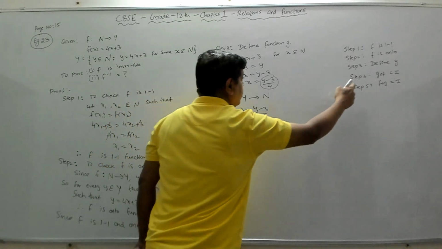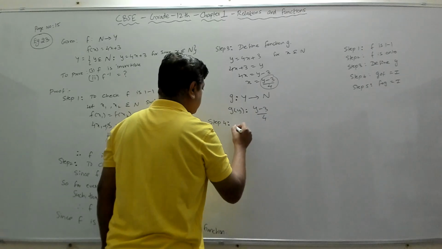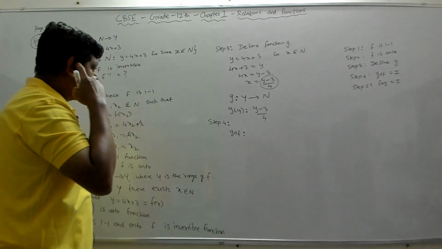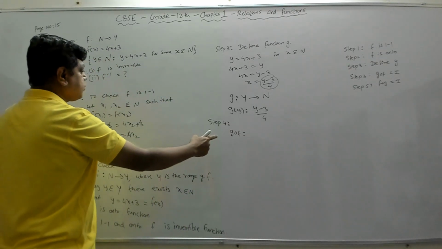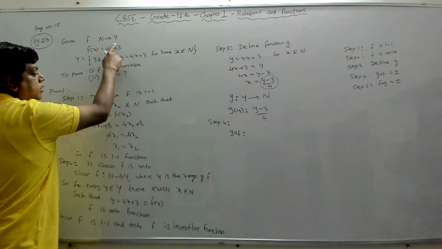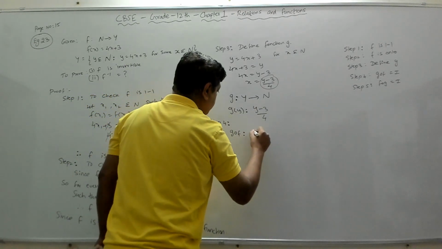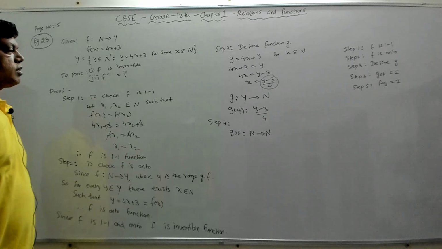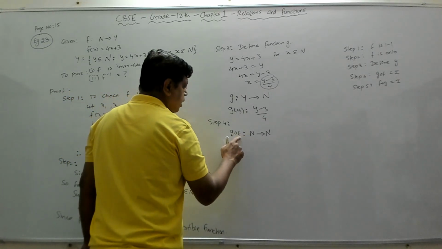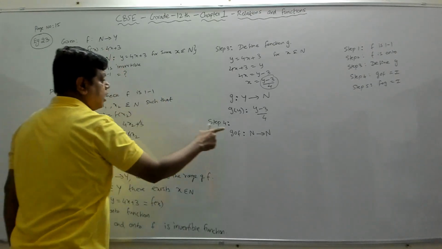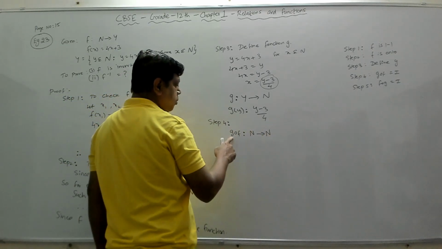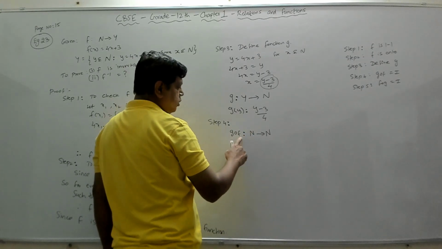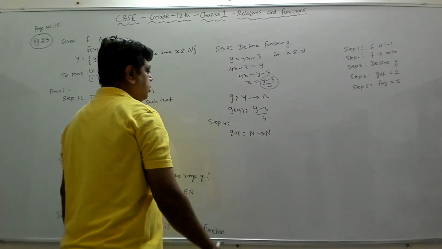Step 4: we have to find g of f. We have to show that g of f is equal to the identity. So what is g of f? g of f is a function from which set to which set? f is from N to Y, and g is ending with N. So it is from N to N. g of f is a function from N to N because it starts from the domain of f, which is N, and ends with the codomain of g. So the domain of g of f is the domain of f, and the codomain of g of f is the codomain of g. So it's from N to N.